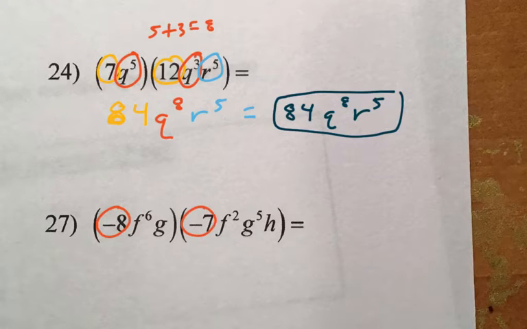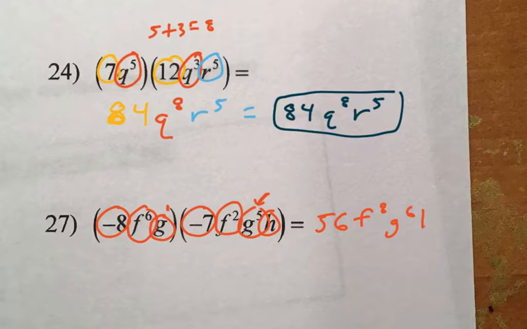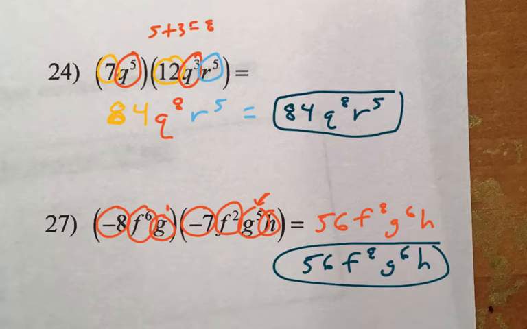Negative 8 times negative 7 is positive 56. F6 times F2 is F8 because I did 6 plus 2. Okay, F8. And then finally, G times G5 is G6 because 5 plus 1 is 6. And notice there is an extra H left over. So our final answer is 56, F to the 8, G to the 6, H. Regular numbers we multiply. Exponents when multiplying we add. Pause the video if you need to.